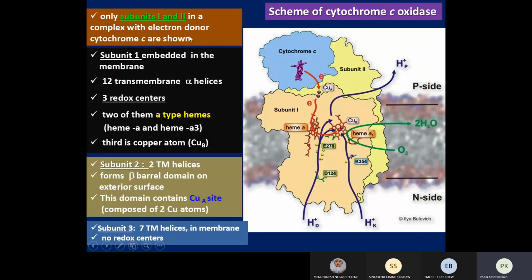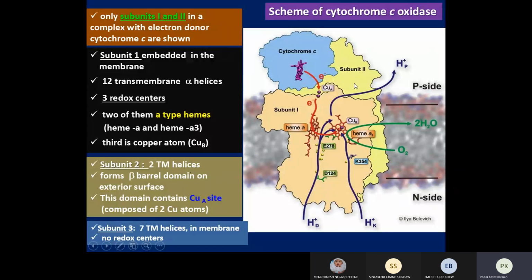You can see here that this is subunit 1, and this is subunit 2. Subunit 1 is embedded in the membrane. You can see here this is the membrane, and it has 12 transmembrane alpha helices and the 3 redox centers. As I already said, 2 redox centers are heme a and heme a3. This is heme a, and this is heme a3, and the third is copper B. You can also see here this is copper B.